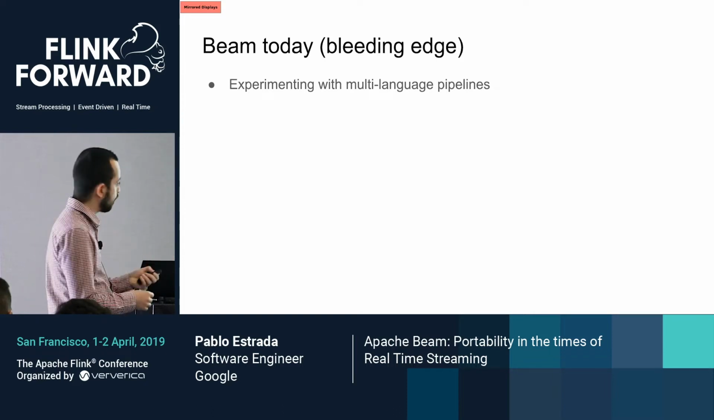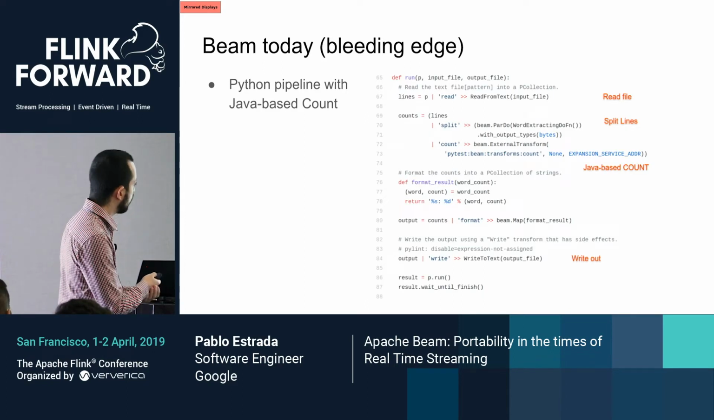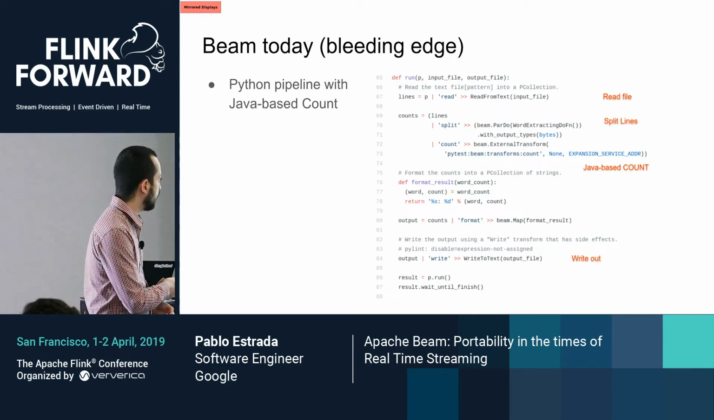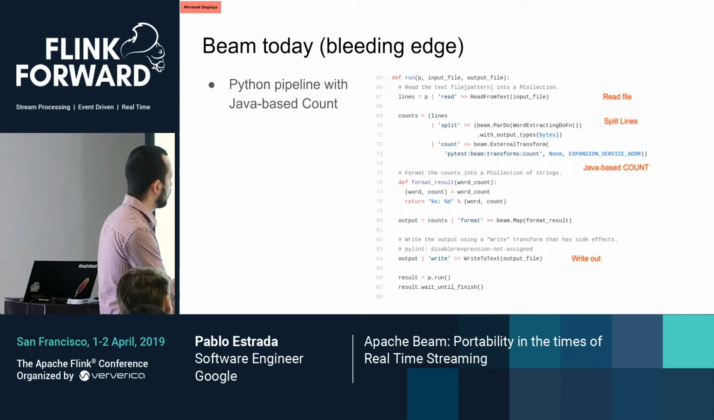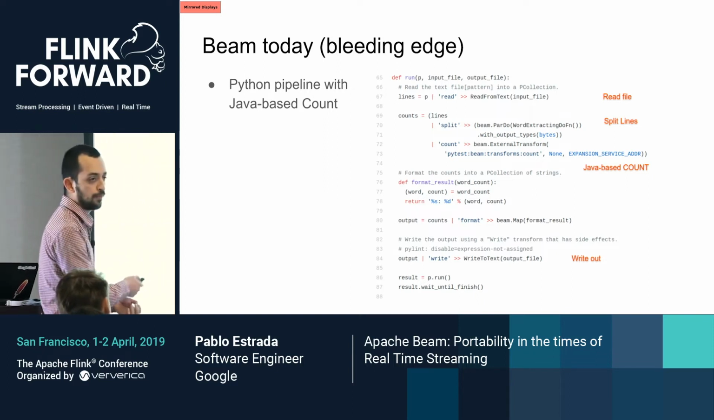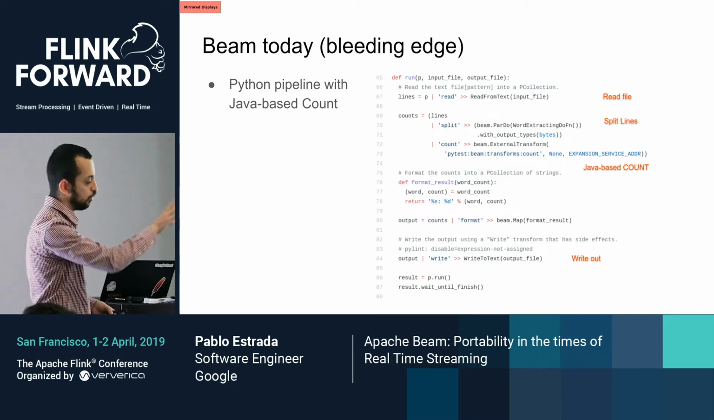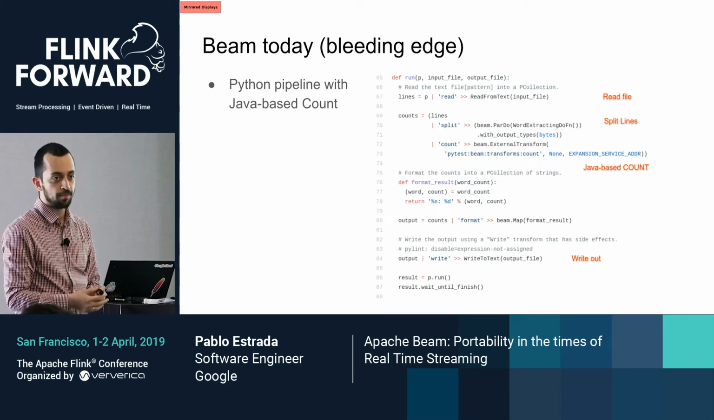So today we have, let me see, we have it here. Okay, it's not very well visible, but we have a Python pipeline where we read some lines, and then we do some formatting of the lines. Later we write them to files, and here this thing is called external transform. And so this external transform calls out to a service that provides a Java transform.